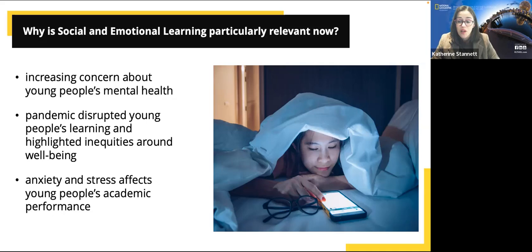I'm sure that you will yourselves be aware of the fact, especially with young people, that there is increasing concern about young people's mental health. A recent UNICEF study showed that 13% of adolescents aged 10 to 19 suffer from some form of mental health problem.